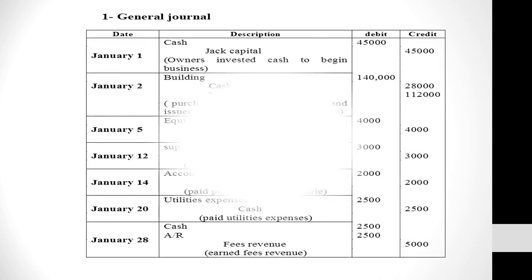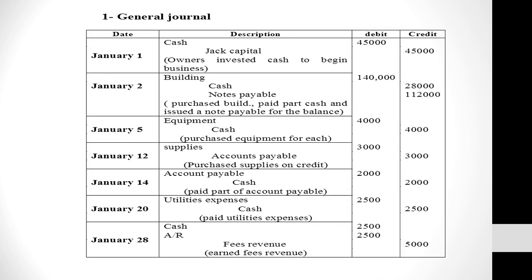From the previous example, we have this journal. This is the journal we have done previously. January 1, January 2, January 5, January 12, January 14, 20, and 28. These are the journal entries we have recorded previously within the journal. Let's see how we are going to post all these transactions to the ledger.